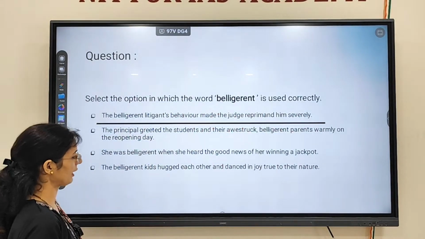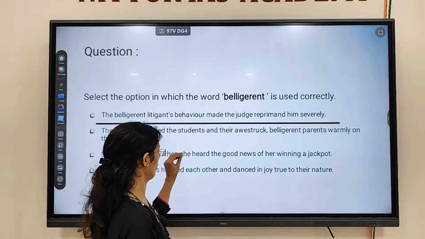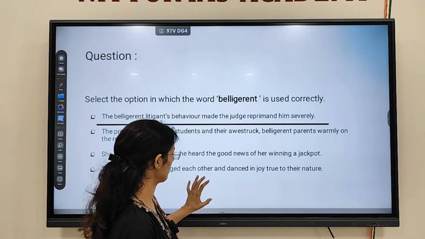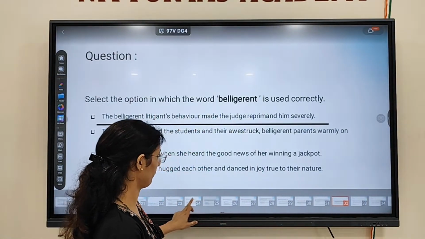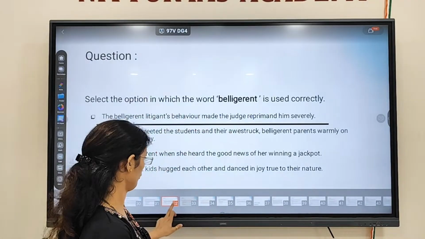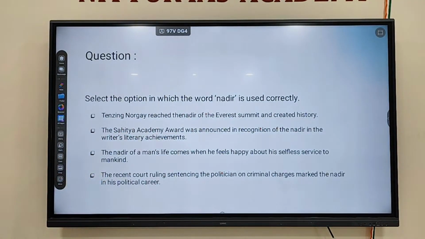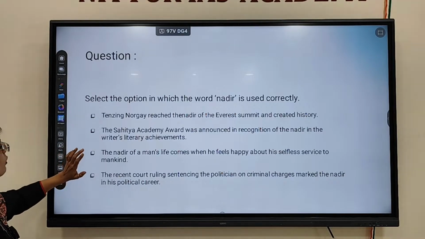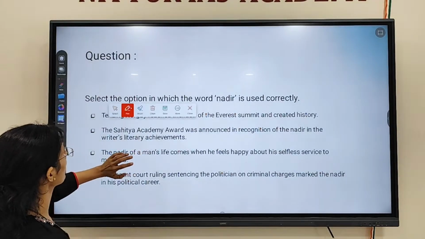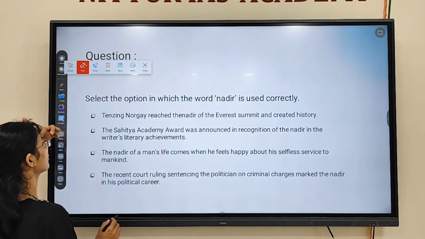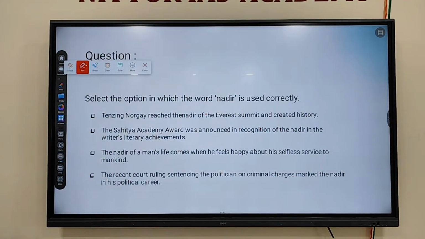Should we go on to the next category of questions, or do we need to see a few more examples? Tell me. We have 3 more examples. Let's quickly finish it off. Nadir. Tell me the meaning of Nadir first. The lowest or most unsuccessful point in a situation. The lowest or most unsuccessful point. So continuing, which of the words are stating the appropriate meaning of Nadir?